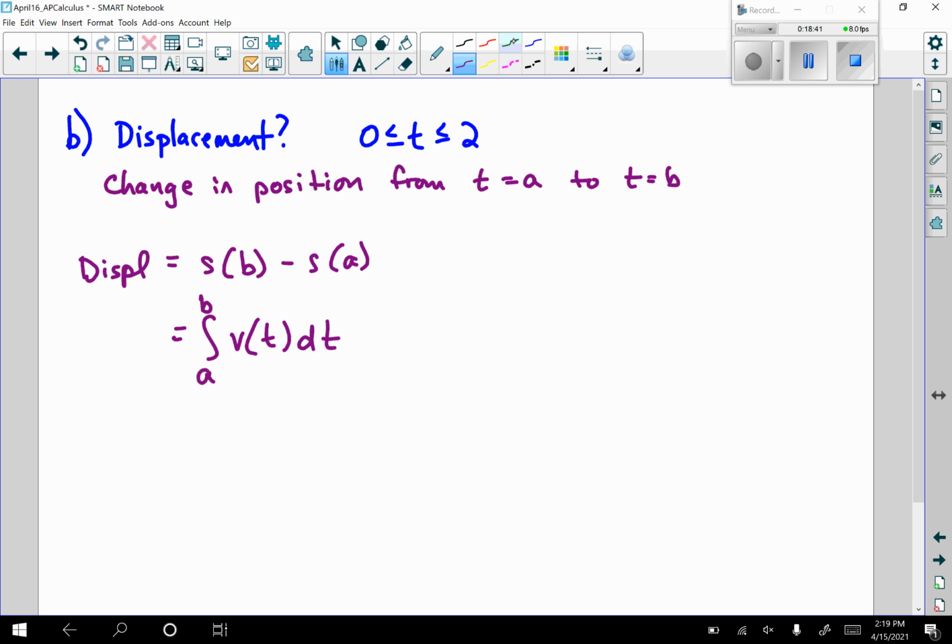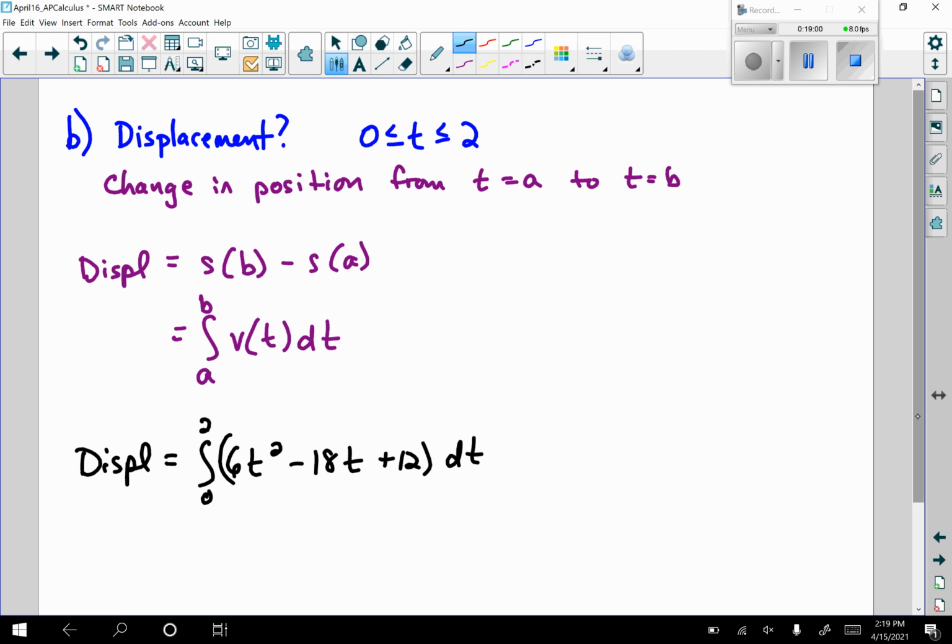So let's go ahead and find this. So here, our displacement, because again, we're just looking at the net change, would be the integral from 0 to 2 of 6t squared minus 18t plus 12 dt. If you want to pause the video to give this a try.